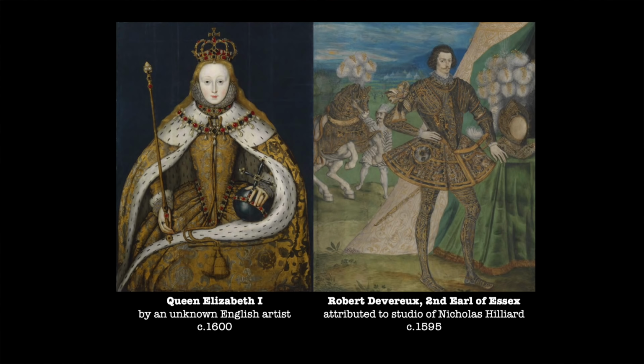I have chosen to place beside this portrait of Elizabeth at her coronation an image of one of her leading favourites, probably painted to celebrate his role in the accession day tilt of 1595. This is because he is depicted wearing such elaborately fine armour. What we are seeing here is an image of Robert Devereux, the 33-year-old second Earl of Essex.